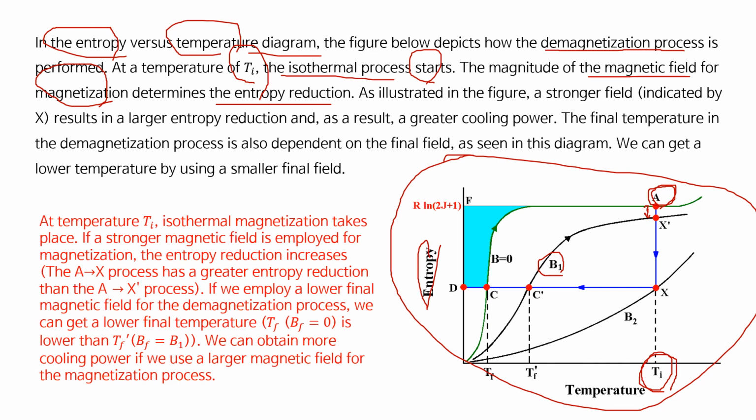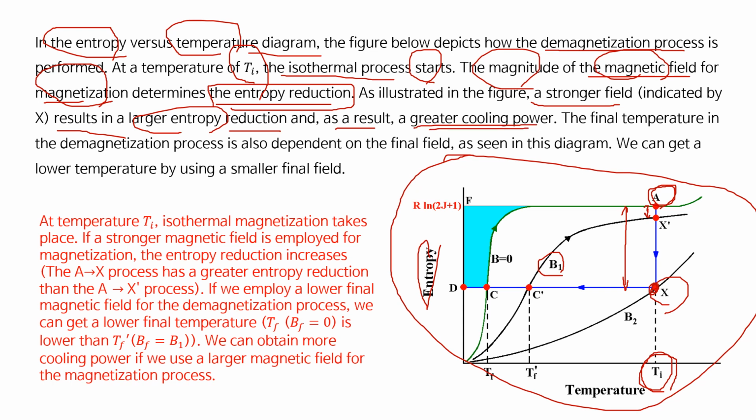But if we use a large magnetic field, or magnetization field, then the entropy reduction is larger. Okay. So the magnitude of the magnetic field for magnetization determines the entropy reduction. As illustrated in the figure, a stronger field, indicated by X, results in a larger entropy reduction and, as a result, greater cooling power.